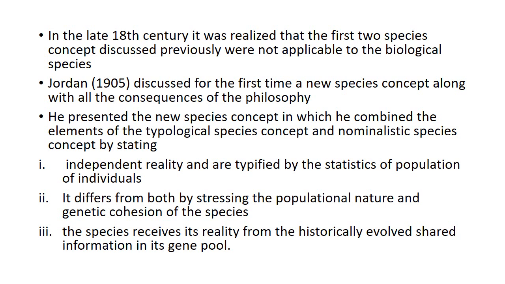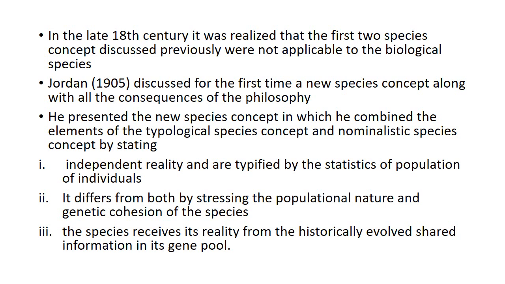species. Jordan in 1905 discussed for the first time a new species concept, along with all its consequences of the philosophy, which means that it was critically analyzed. He presented the new species concept, in which he combined the elements of the typological species concept and nominalistic species concept by stating that it has independent reality and is typified by the statistics of a population of individuals, which means that species has been given a reality by explaining the morphological characters of that particular species, considering the members of a population rather than considering one animal.